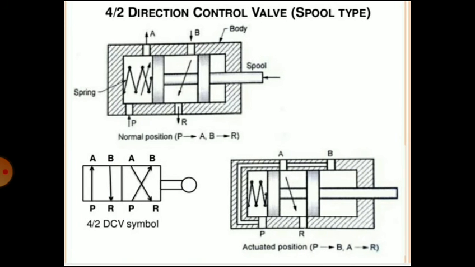Then the 4/2 direction control valve, it is a spool type. In the normal position, P is connected to A, and B is connected to R. R means reservoir. That is given in the symbolic representation. Then in the actuated position, P is connected to B, and A is connected to R. So two positions are shown in each diagram.